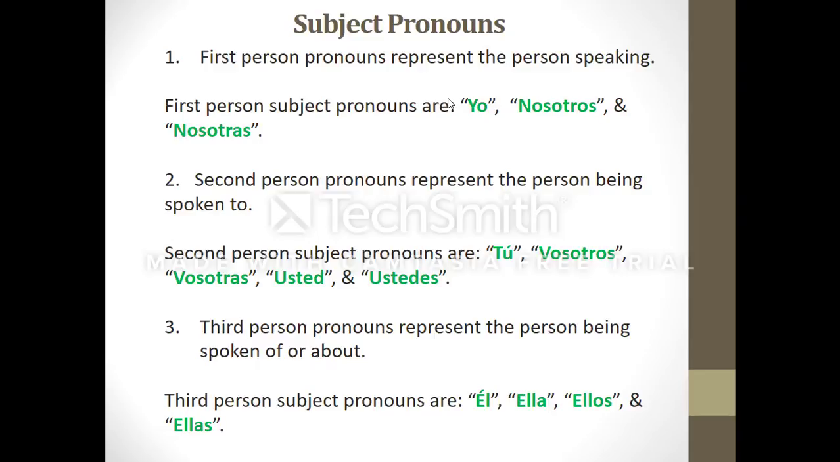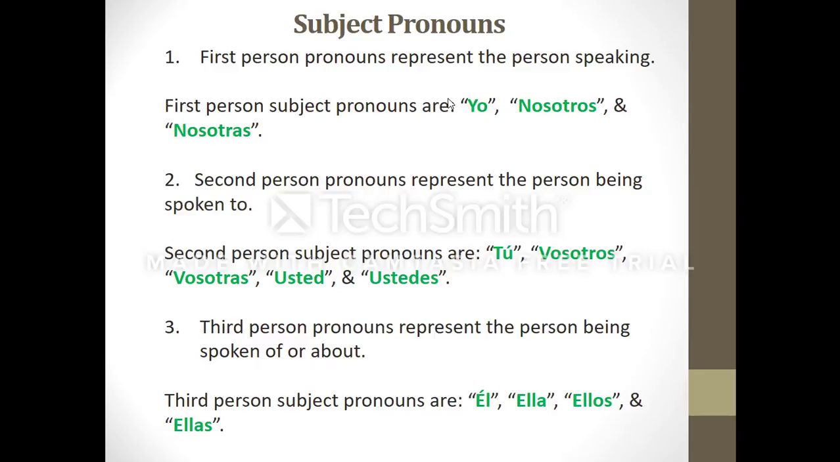Okay, to go through these, first person pronouns represent the person speaking. So those in Spanish would be yo, nosotros, and nosotras. Okay, second person pronouns represent the person being spoken to. So if you remember, in English, the only one we had was you, but in Spanish, there are many ways to say you. There's you singular, you formal, you plural. Okay, so notice here we have options. We have tú, vosotros, vosotras, usted, and ustedes. Those all need to be listed on your note guide.